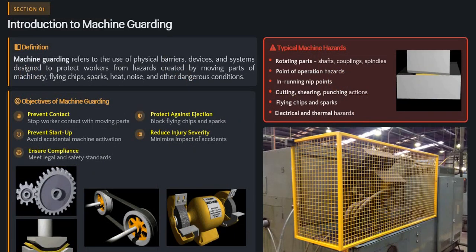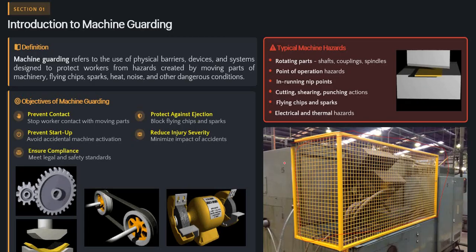So first of all, why do we require machine guarding? Again, I need to emphasize the hierarchy of risk control. Machine guarding comes under engineering control, so that has to be kept in mind. Machine guarding acts as a physical barrier. So it has physical barriers and devices.